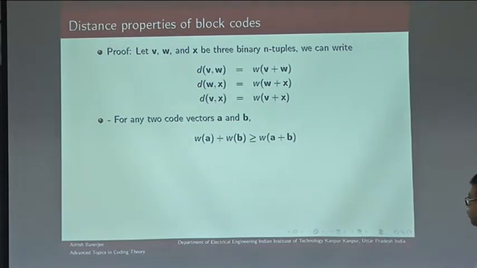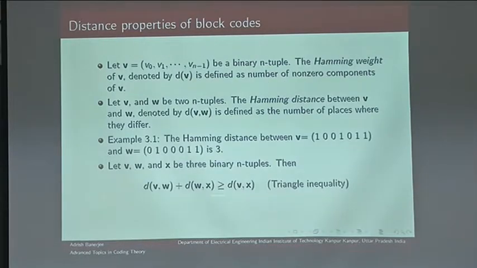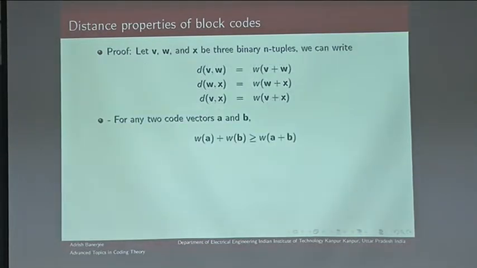Now for any two code vectors A and B, weight of A plus weight of B is greater than or equal to weight of A plus B. Why is this true? Exactly. So A and B may have overlap at some locations. If that happens, weight of A plus B will get decreased. Otherwise, if A and B have ones at different locations, then this would be equality. So you agree that weight of A plus weight of B is greater than or equal to weight of A plus B. Now I just have to cleverly pick A and B, because I want the triangular inequality of this form. I had weight of A plus weight of B greater than or equal to weight of A plus B. I just have to now cleverly choose A and B.